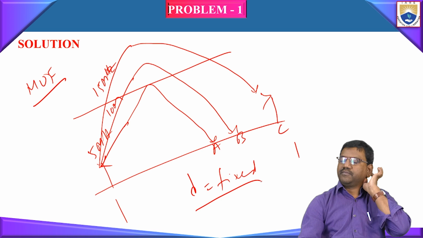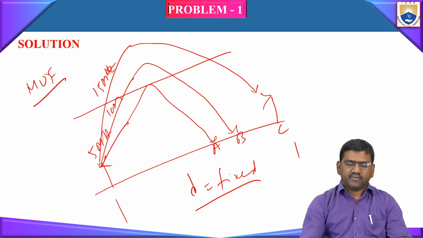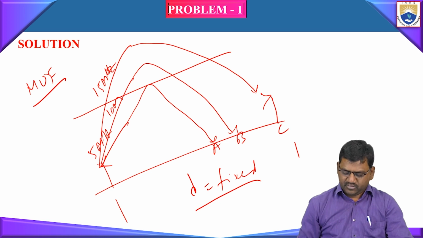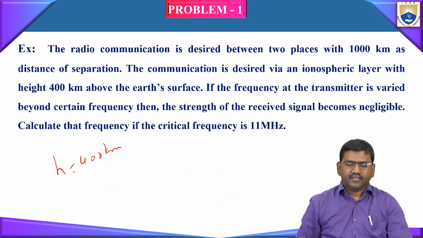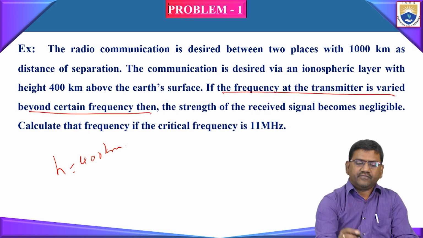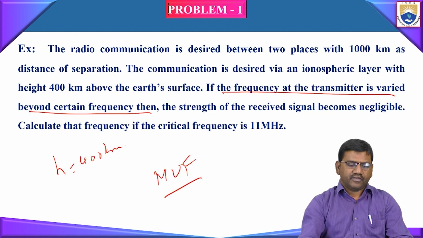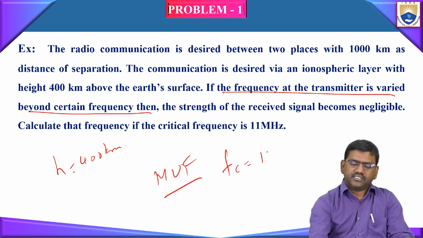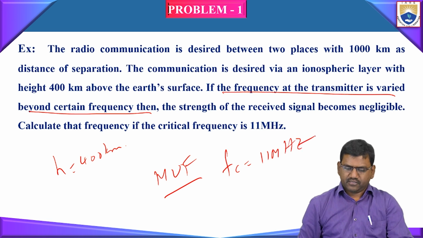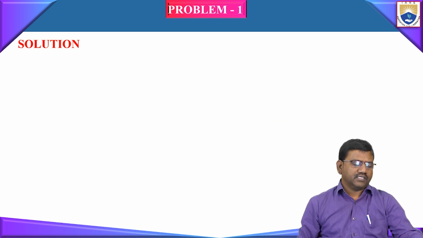So the maximum usable frequency is nothing but the frequency at which a wave is returned to the surface of the Earth for a given distance of propagation. We call it the maximum usable frequency. So if the frequency of the transmitter is varied beyond a certain frequency, it is nothing but the MUF, that is the maximum usable frequency. So here we need to calculate the maximum usable frequency if the critical frequency is 11 megahertz. So for the given data, we are going to find the solution for this.